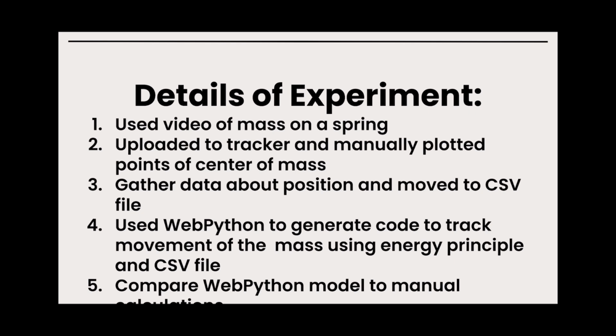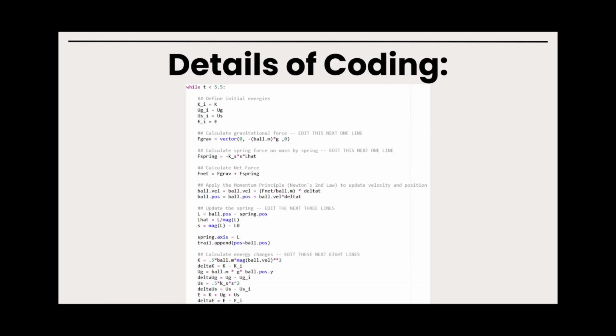Here are the details of the experiment. We used a video of a mass on a spring moving, and then we uploaded that video to Tracker and manually plotted the points of the center of mass. We then gathered data about the position and moved that data into a CSV file. We then opened up WebPython to generate code to track the movement of the mass using the energy principle, and attached that to the CSV file to analyze the data. Then we compared that WebPython model to our manual calculations.